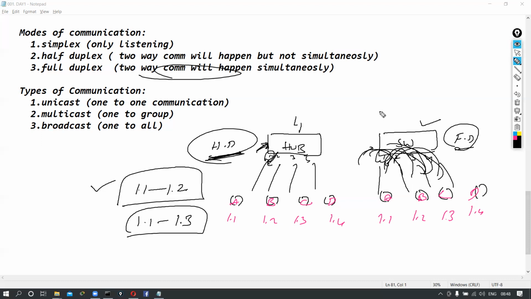A hub is a layer 1 device, and a switch is a layer 2 device. What are these layers? We'll discuss after 5 minutes. Okay. Now, this is clear, guys.